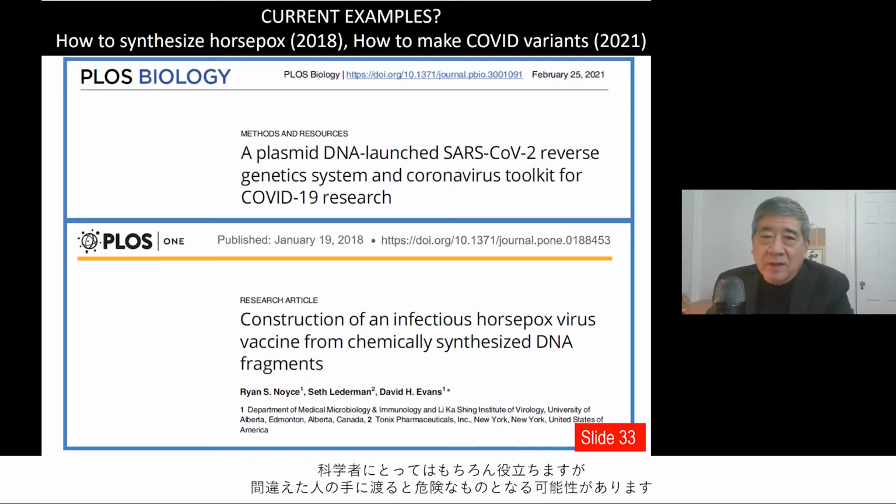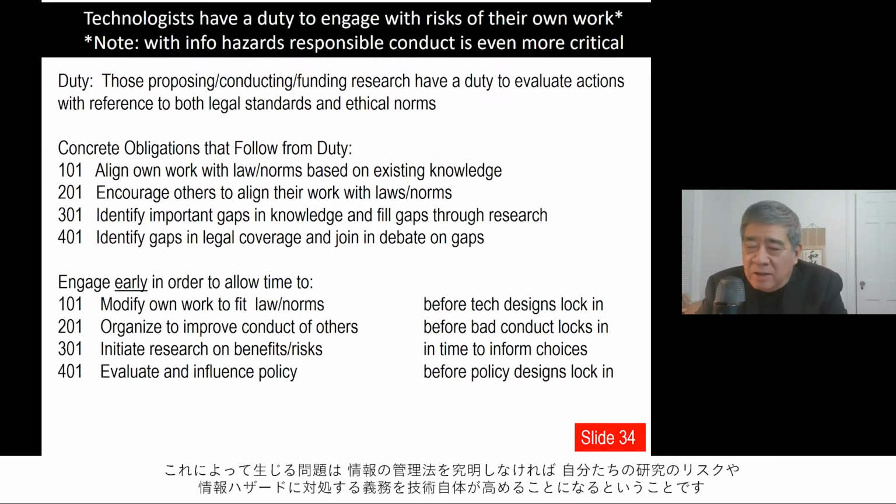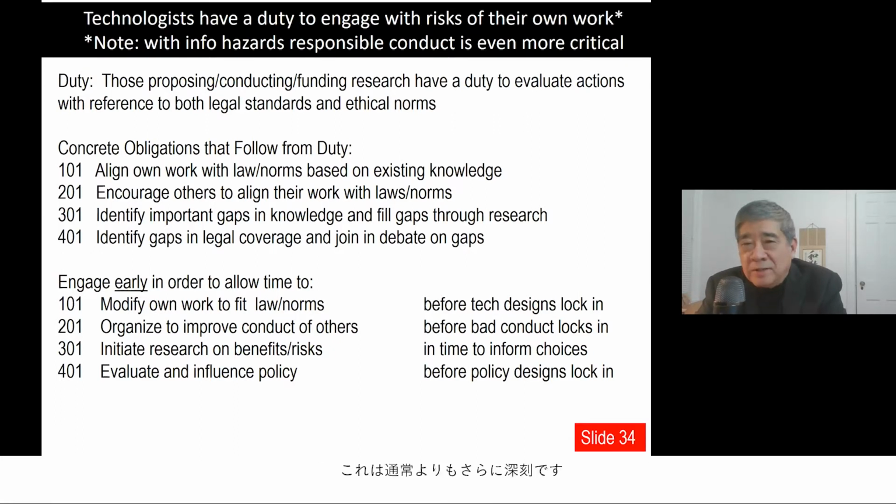Useful to scientists, for sure, and at the same time, potentially dangerous if in the wrong hands. The problem that we have because of this, unless you can figure out a way of compartmentalizing information, is that technologists themselves have a heightened duty to engage with the risks of their own work. With information hazards, this is even more critical than usual.